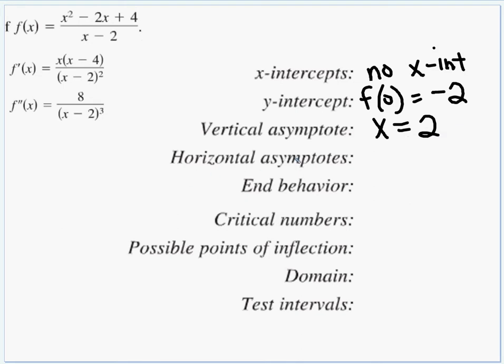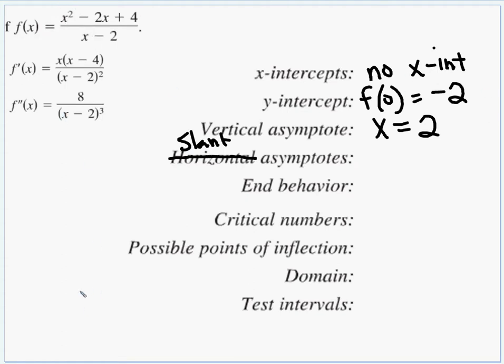Horizontal asymptote. Remember the power struggle. Here the numerator is more powerful, so there is no horizontal. But what if I scratch that out and make it vertical? Or, excuse me, slanted. Slant asymptotes. So we're going to do a little long division to get that slant.